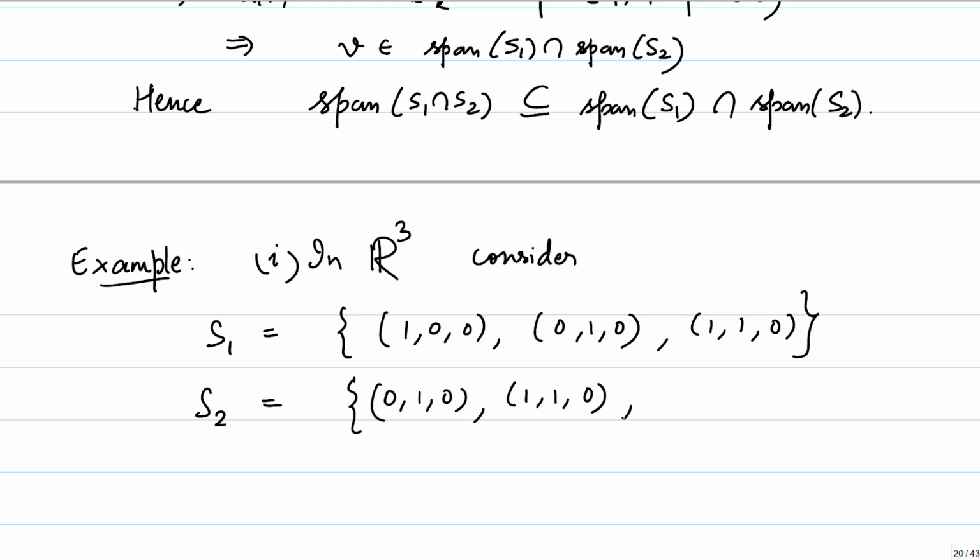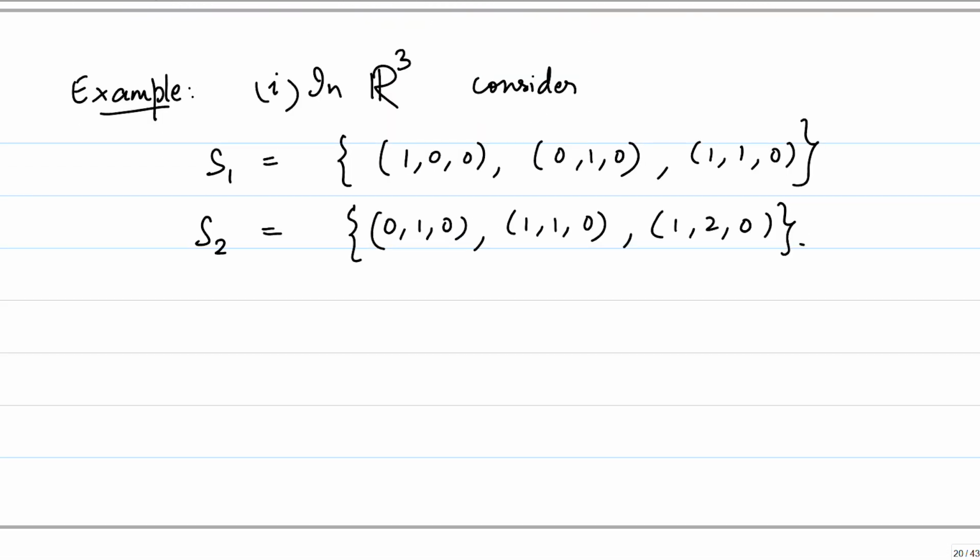(1, 1, 0), well (1, 2, 0). So, you should check that, well, the span of what is S1 intersected with S2? S1 intersected with S2 is equal to (0, 1, 0).